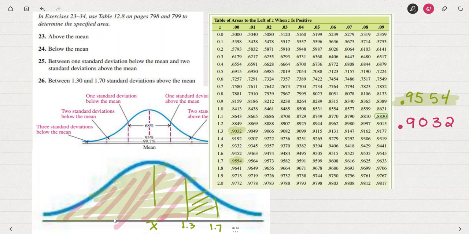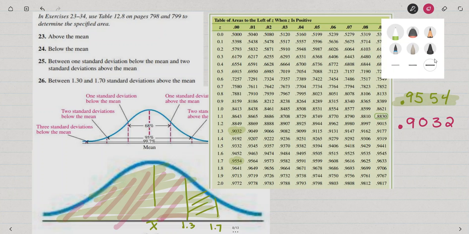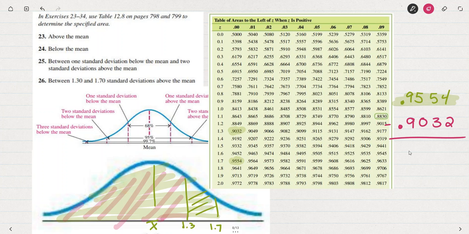So when I do this subtraction, 0.9554 minus 0.9032, I'm going to get 0.0522. So between 1.3 and 1.7 standard deviations above the mean is 0.0522. Let's try just a few more examples.